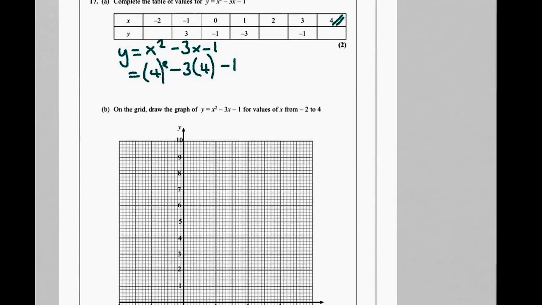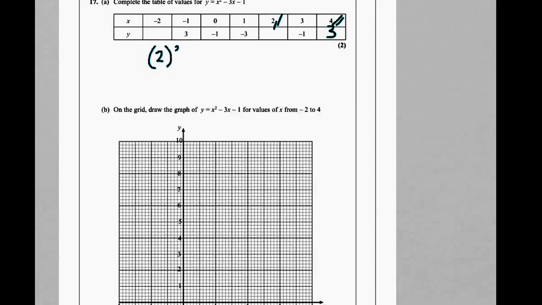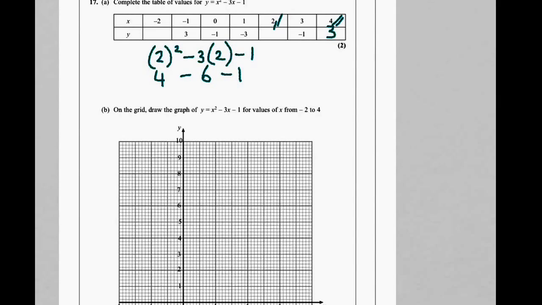4 squared is obviously 16. Take away 3 lots of 4 is obviously 12, and then take away 1. 16 take away 12 is 4, take away 1 is 3. So that gives me that value up there. Now I'm going to do the same for x equal to 2. So I have 2 squared, take away 3 lots of 2, take away 1. 2 squared is 4, take away 3 lots of 2, which is 6, and take away 1. 4 take away 6 is minus 2, take away another 1 is minus 3.